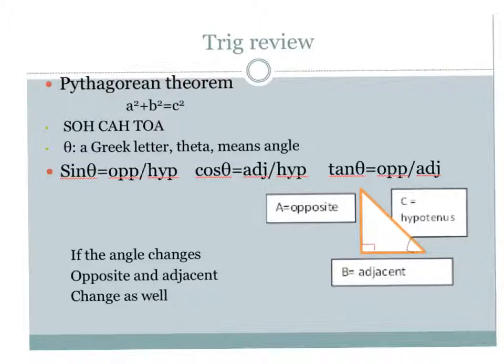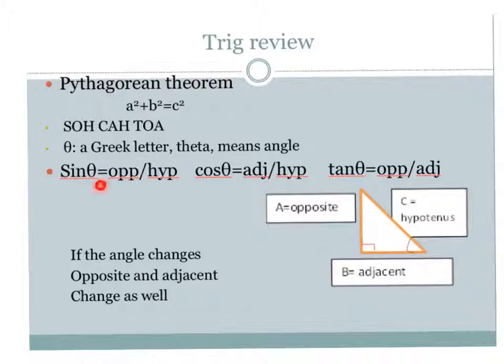Another thing we need to remember is SOHCAHTOA. SOHCAHTOA stands for sine equals opposite divided by hypotenuse, cosine equals adjacent divided by hypotenuse, and tangent equals opposite divided by adjacent. Remember that the symbol for angle is a Greek letter called theta.